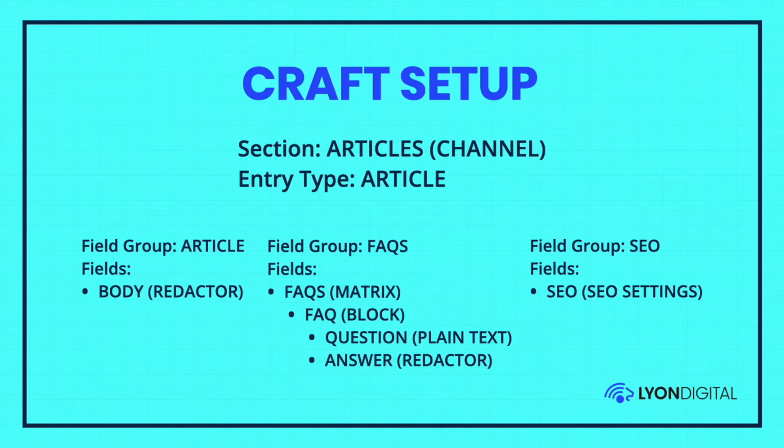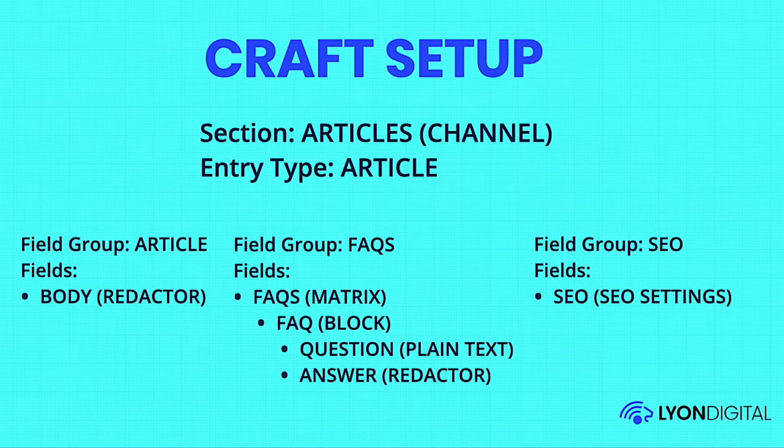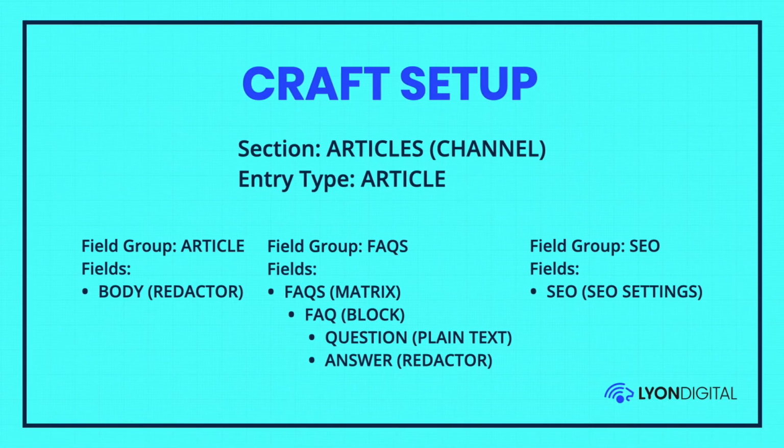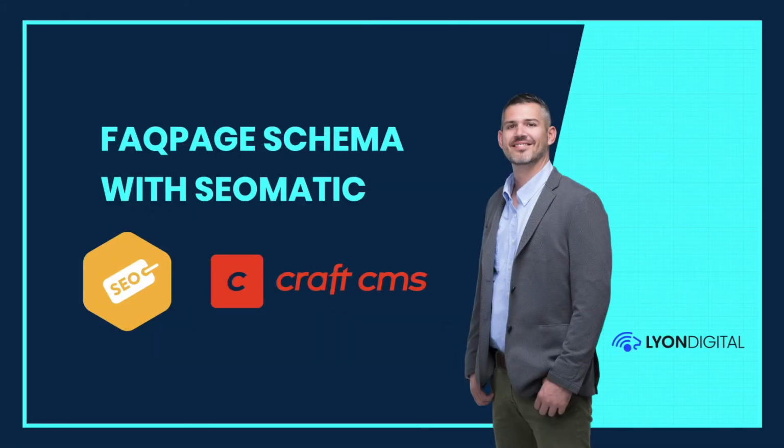So here's the setup we've got. I've got an articles section. It's a channel. It's just a default entry type called article. I've got one field. It's just a body field. It's a Redactor, rich text sort of thing, your standard setup. And then to populate the frequently asked questions, I'm using a Matrix field. It just has one block with a question and answer. The question's plain text, the answer is Redactor. Then I've got an SEO tab that you'll see in a second, where I just add an SEO settings field. That's the field type that ships with the SEOmatic plugin. So let's have a look at that setup.